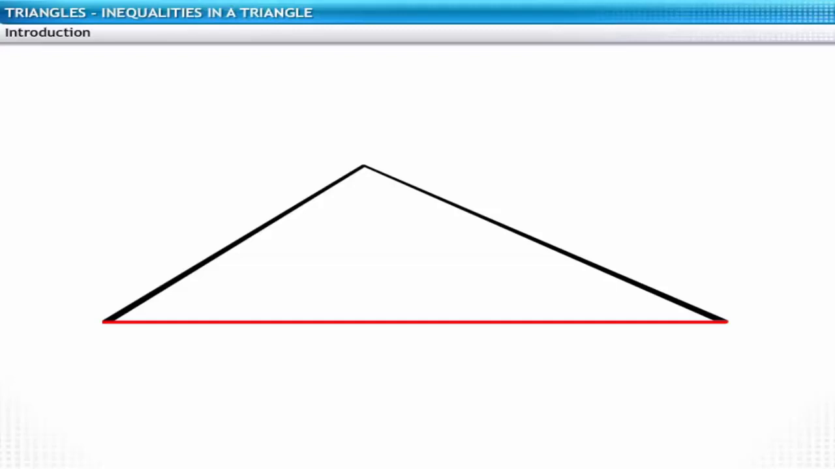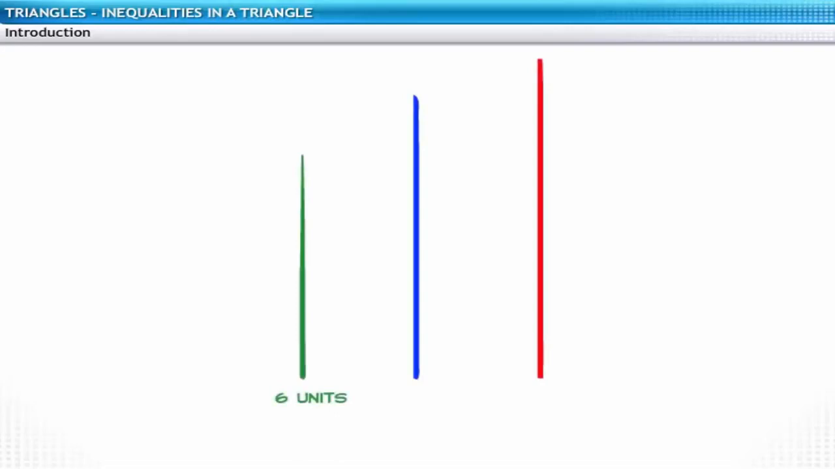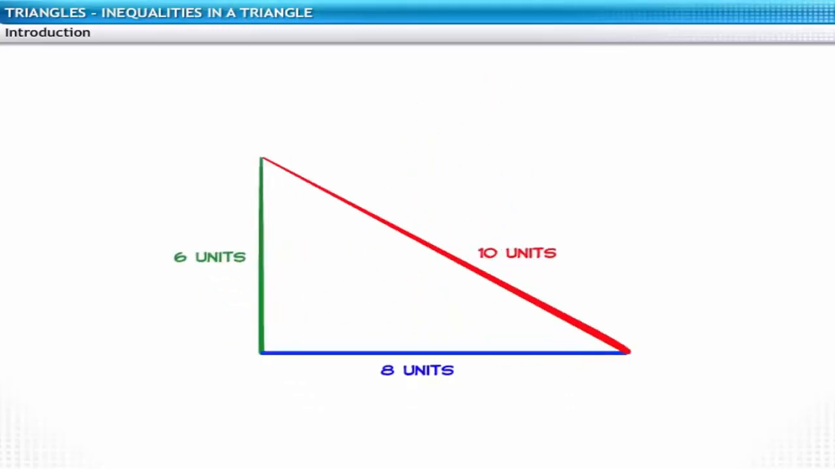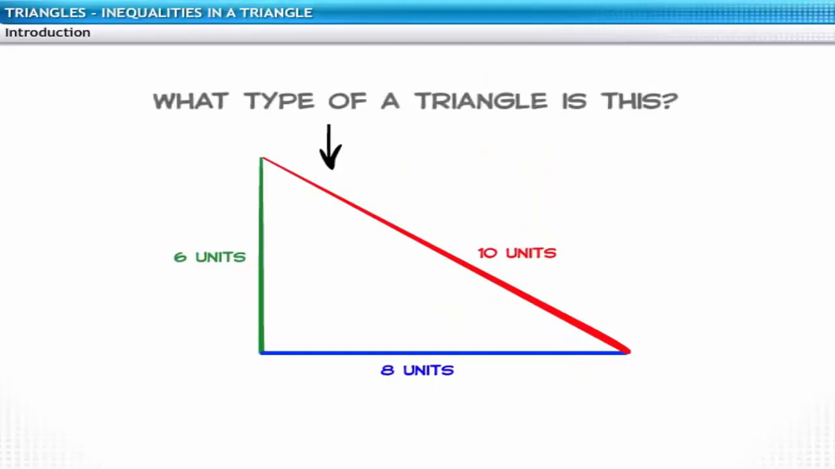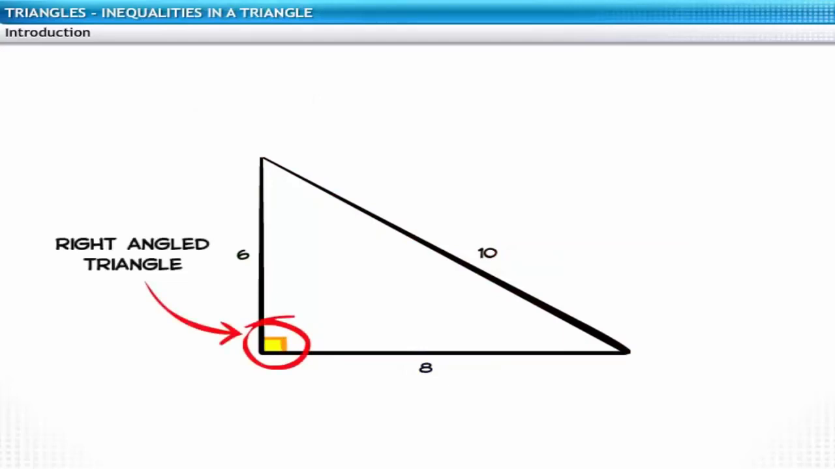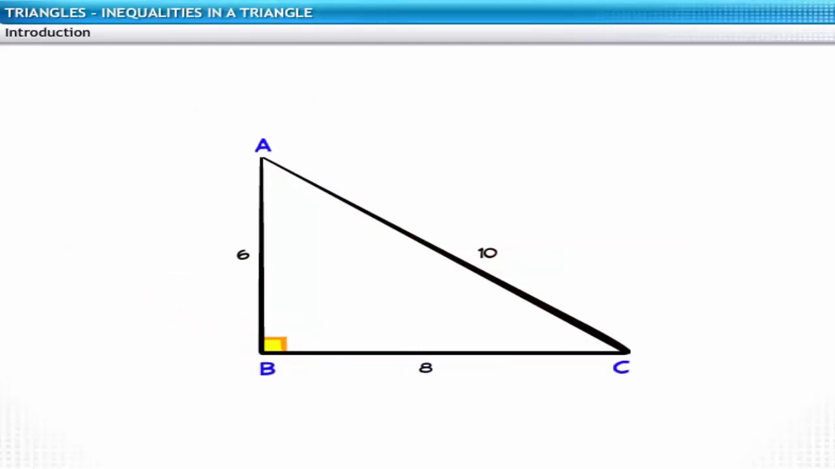Let's perform an activity to understand this. Let's take three sticks of length 6, 8, and 10 units respectively. We arrange the sticks to form a triangle. What type of a triangle is this? It's a right angle triangle. Let's name the triangle as ABC. Observe the triangle and its angles. The angles measure 90 degrees, 37 degrees, and 53 degrees.